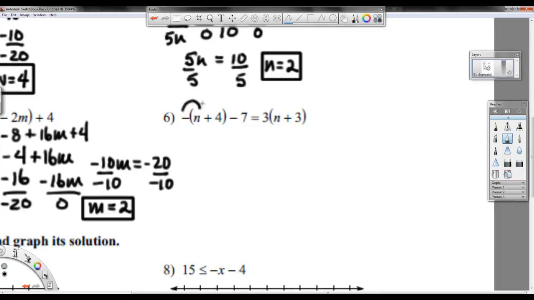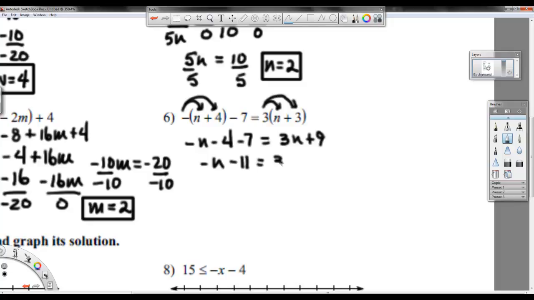Okay, the negative multiplies in. It's like a negative 1 out front, so that'll be a negative n, a negative 4, and a negative 7. Now the 3 distributes to the n, distributes to the 3, so that will give me 3n plus 9. Okay, let's collect like terms here. Get these two numbers together, so a negative n, negative 11 equals 3n plus 9, or a positive 9.